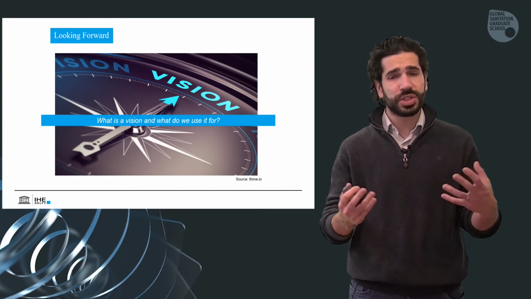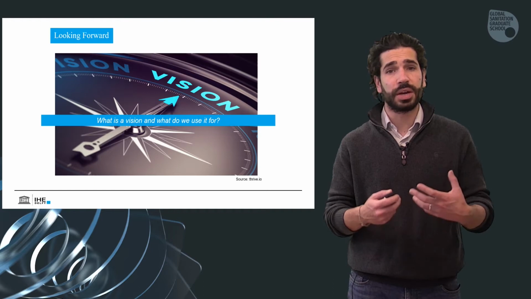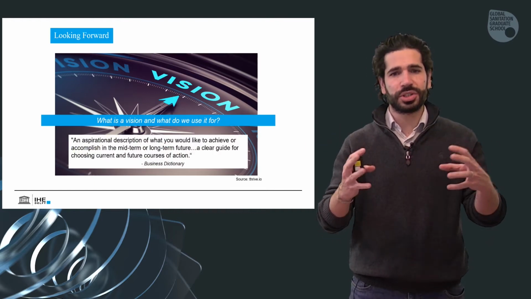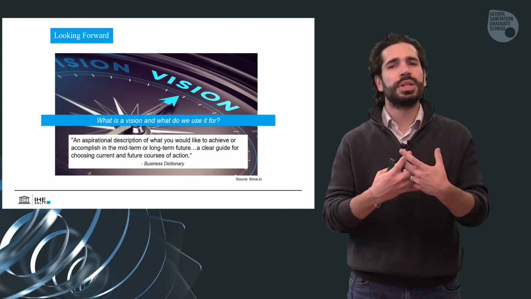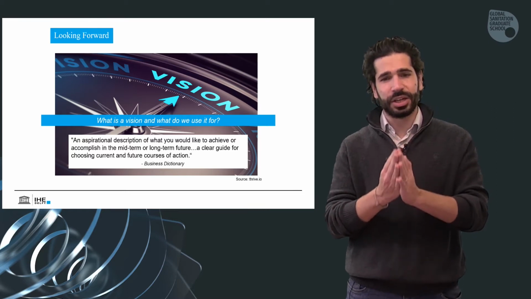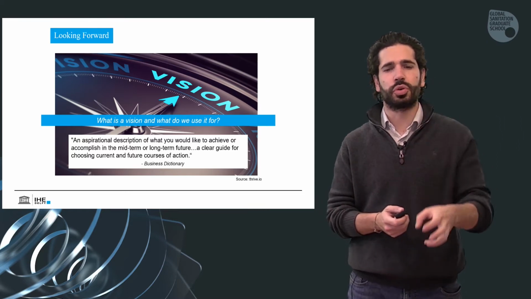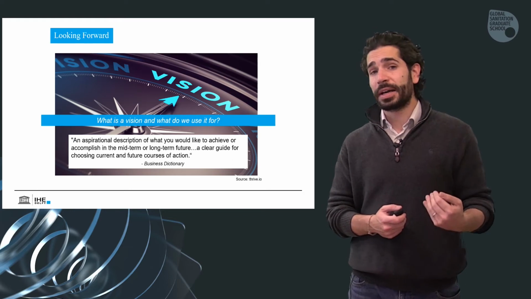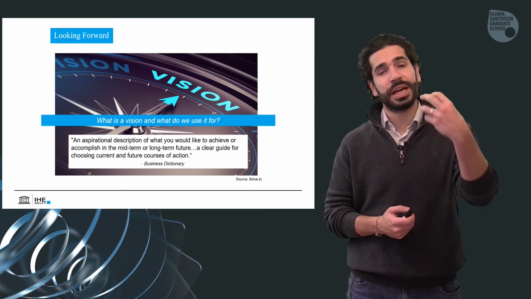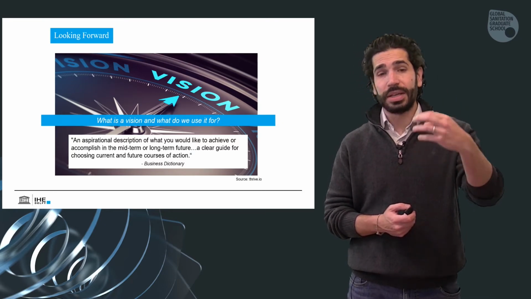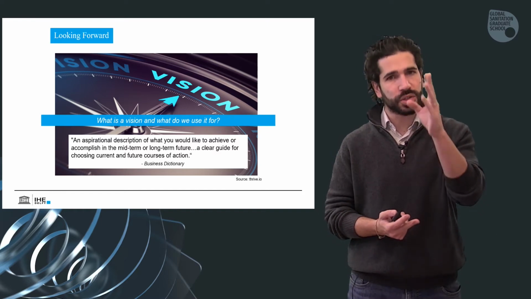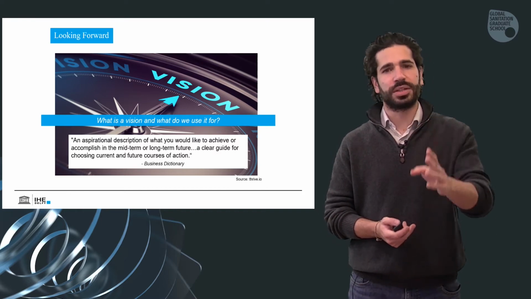So, you might have come with some discussions of what a vision is and what we use it for. If we look at the very technical definition, it talks about something aspirational, something that you want to achieve in the mid to long term, and it should serve as a clear guide to current and future courses of action. Now, if you link this back to our leadership definition, our working definition, you see that direction is something that we provide also in the form of a vision. Where we are going, what our high-level goals and objectives are.